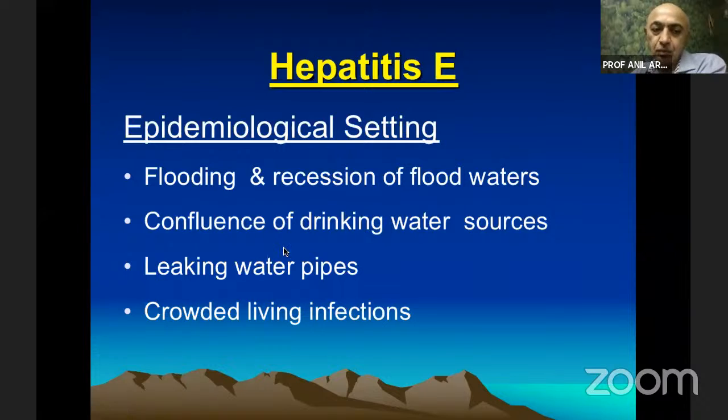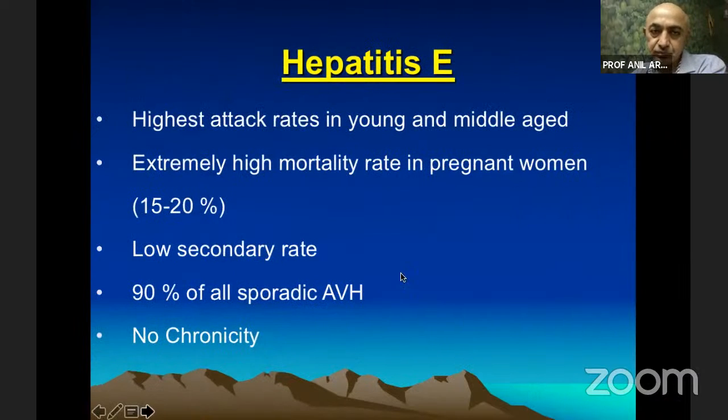That means the pipe which is carrying out your sewage excreta gets intermingled and gets confluent with the pipe which is supplying you the water. So there is a large amount of intermixing of the drinking water supply with the human excreta, leading to supply of contaminated water to a large number of the areas which are supplied by those confluent pipes. So you can have mohallas, districts, streets, blocks which can be readily infected with hepatitis E.